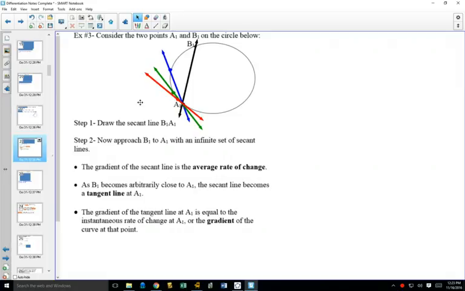So when you look at your speedometer on your vehicle and see exactly how fast you're going at that moment, if this was graphed, your tangent line at that point would be equal to what your speedometer is saying.